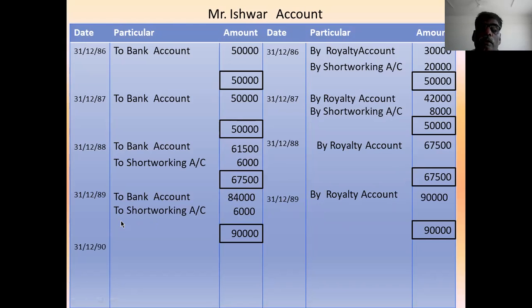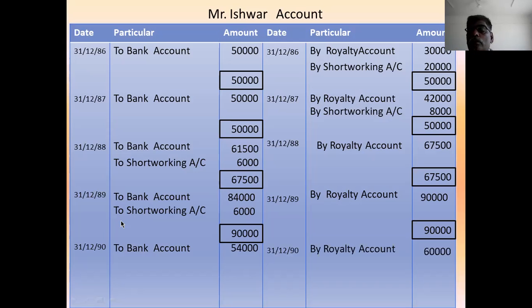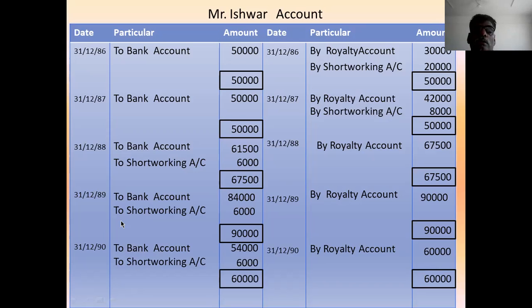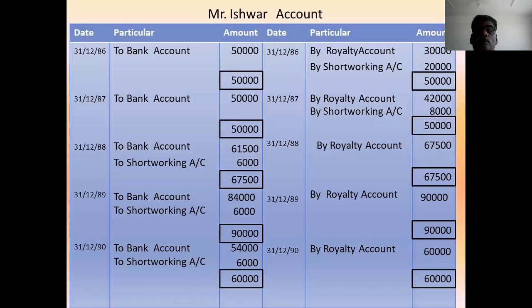Next, on 31st March, to bank account 54,000 from the payment column, by royalty account 60,000 from the royalty column. Total 60,000, difference 6,000, to short working account. You see this: debit side to bank, payment column amount; credit side by royalty, royalty column amount. Close the account and record the difference as short working.